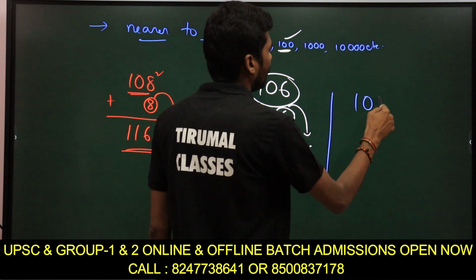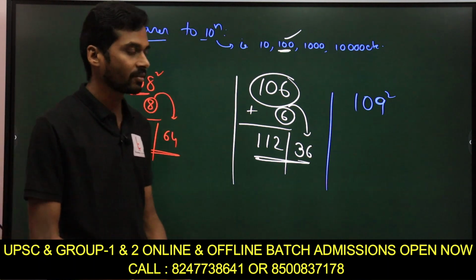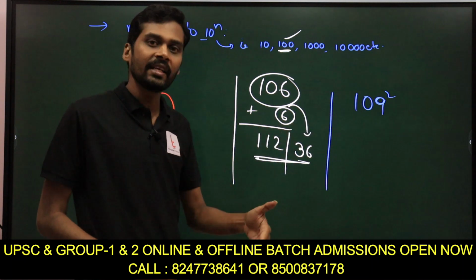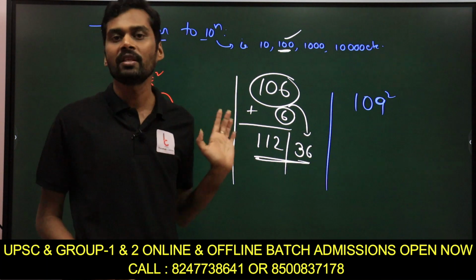The number is 109 square. How much is it more than 100? Yes, 9. 109 plus 9 is 118. 9 square is 81. 118, 81 is your answer.